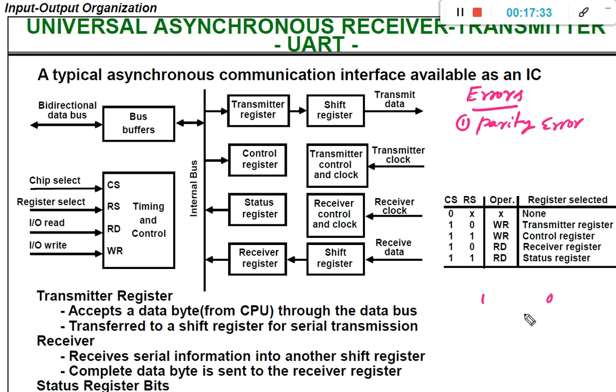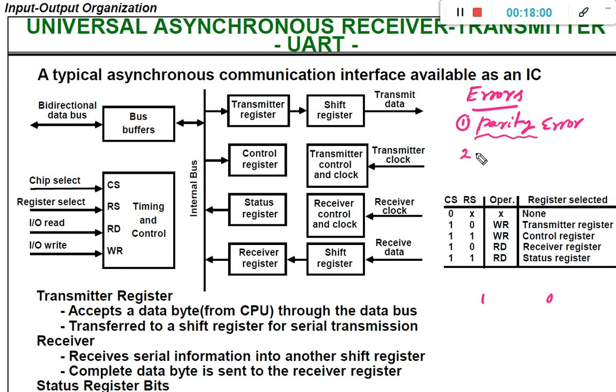Then how do we check this error? Using parity, we can check this error. There are two different parities, even parity and odd parity. Using either even parity or odd parity, we can check whether the bits transmitted are correct or not. So that is one type of error. To avoid this error, we can check the parity of the data transmitted from sender to receiver.